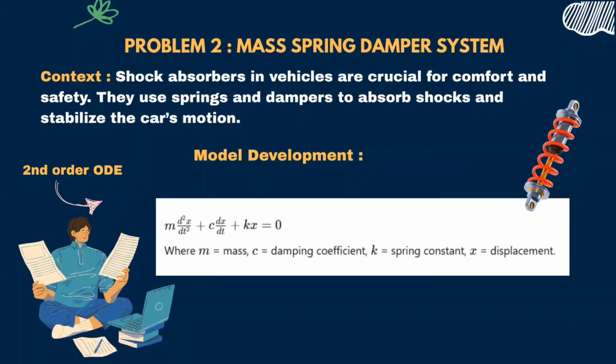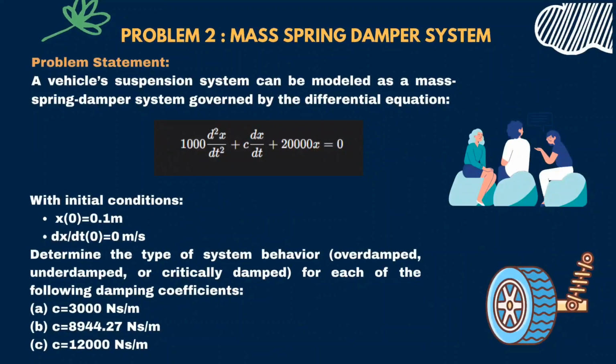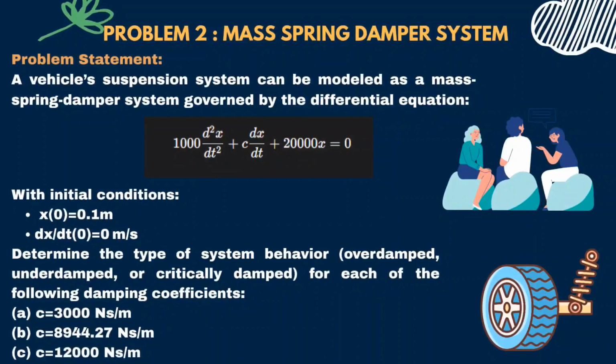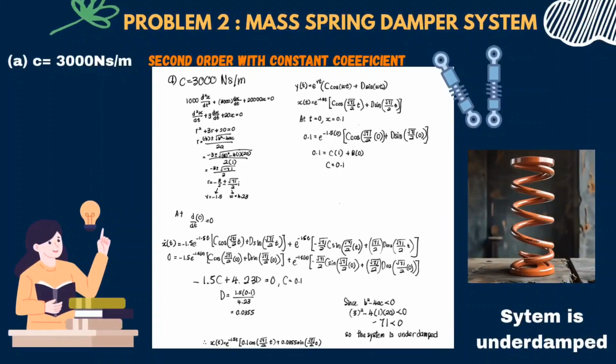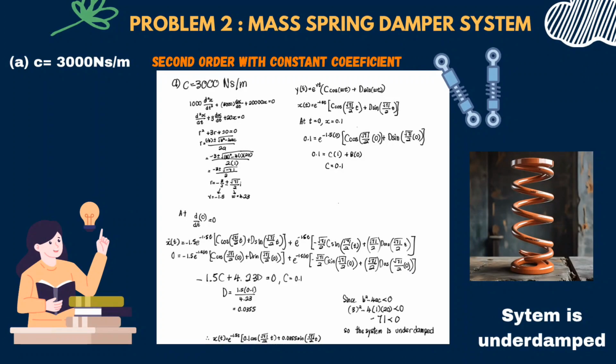Problem 2, mass spring damper system. We will use a second-order ODE to solve the statement. We will be given a second-order equation with initial conditions and different damping coefficients. For case A, we substitute the values into the equation, and we find the roots are complex roots. So we use the general solution of complex roots. Then we need to find C and D, so we substitute the initial conditions into it.